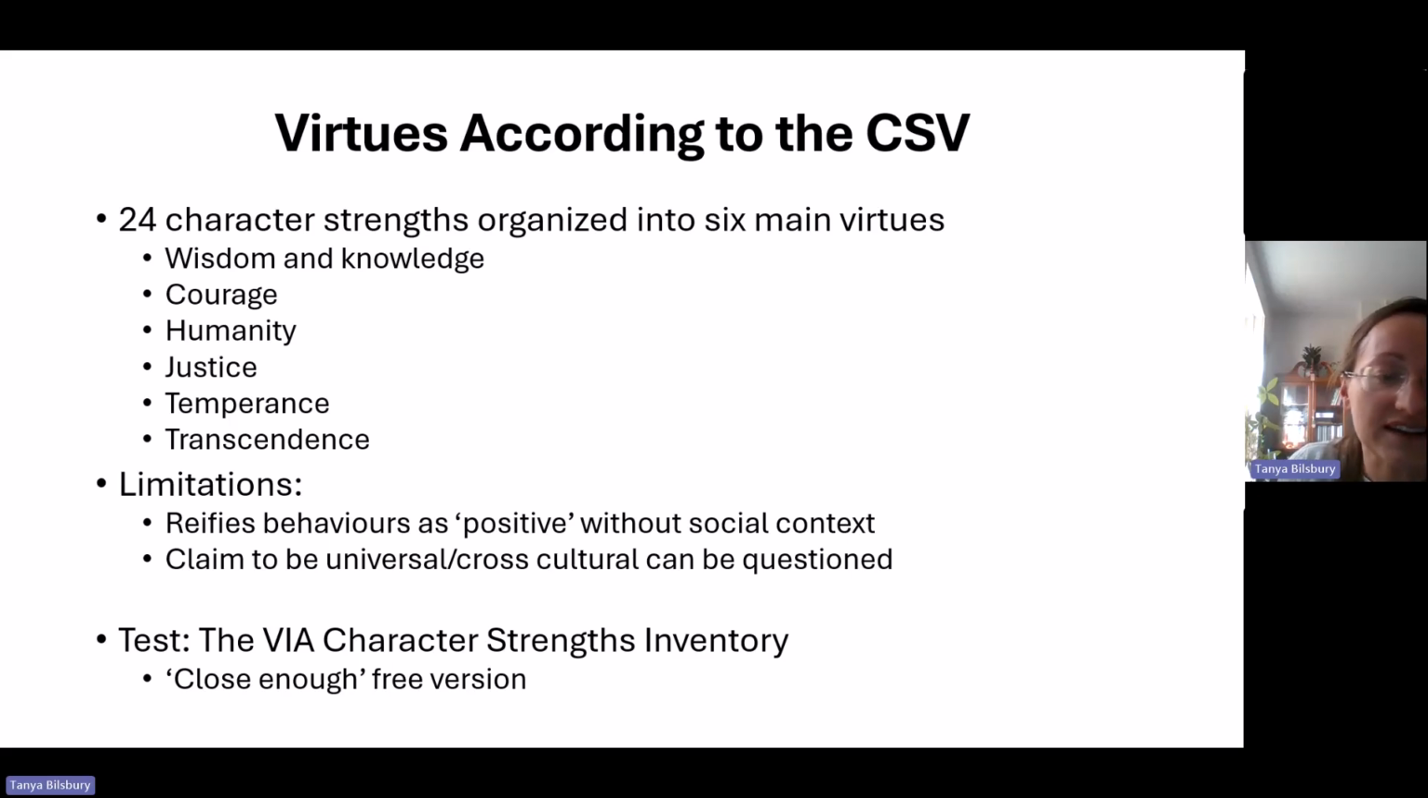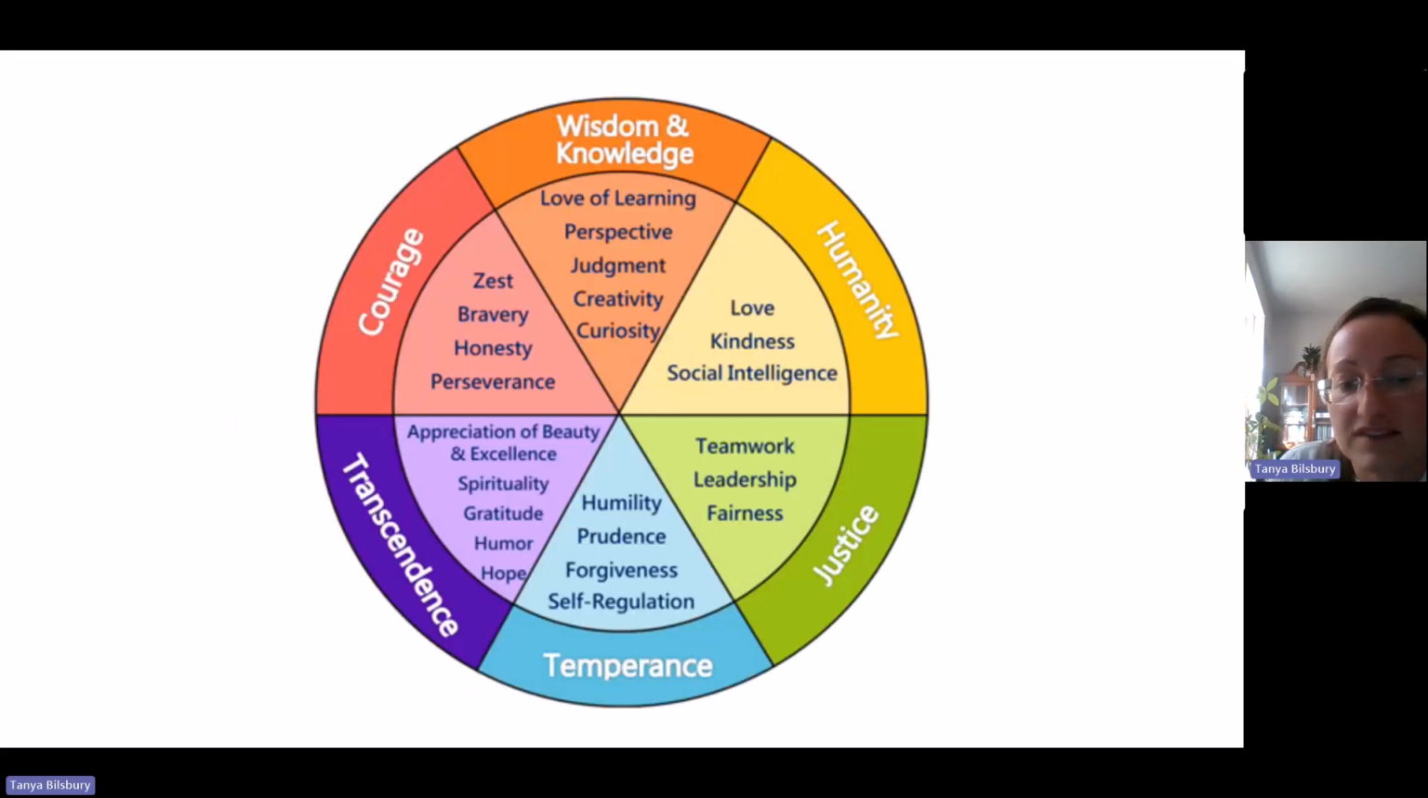It has its limitations. It claims to be universal and cross-cultural, but again, it was written by white Western men, and I think the book betrays that perspective sometimes. It also reifies certain behaviors as positive without any kind of context, and that troubles me a bit. There is an official test for this, the VIA Character Strengths test, but that's proprietary and you need to pay for it. I sent you a free version that changes the names of some of these 24 things, maybe because those terms are copyright, but it'll give you your scores on these different traits.